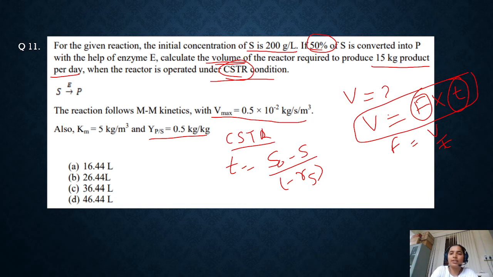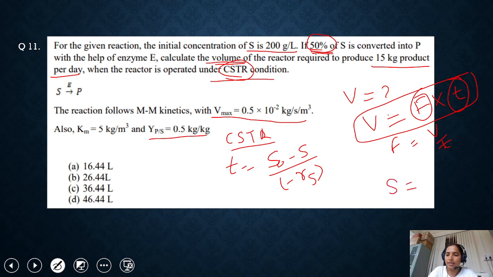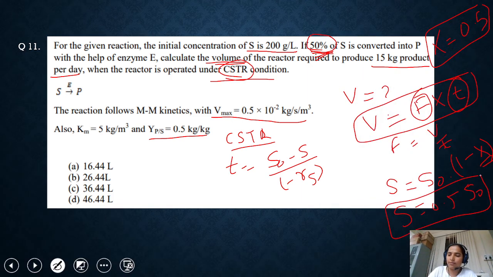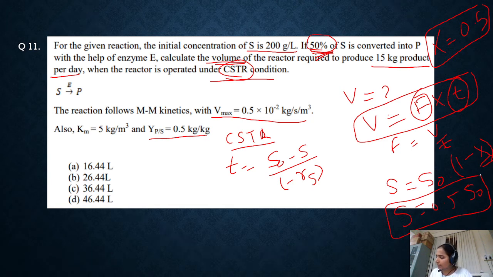And because here it is also given that only 50% of substrate is converted, the final S will become S naught into 1 minus X. Because it is given here 50%, you can directly also write it as 0.5 S naught, or you can say this X value is equal to 0.5. That is the conversion factor that we consider here. So S is equal to 0.5 of S naught.